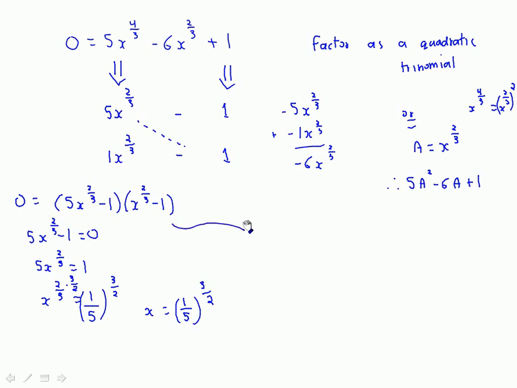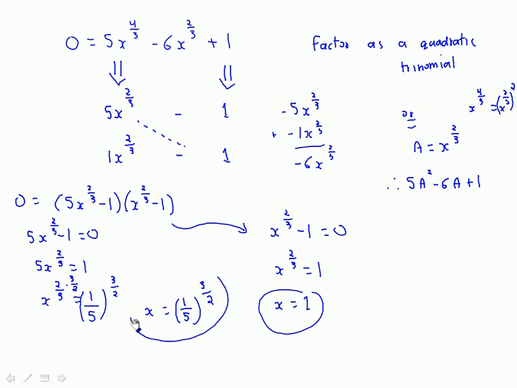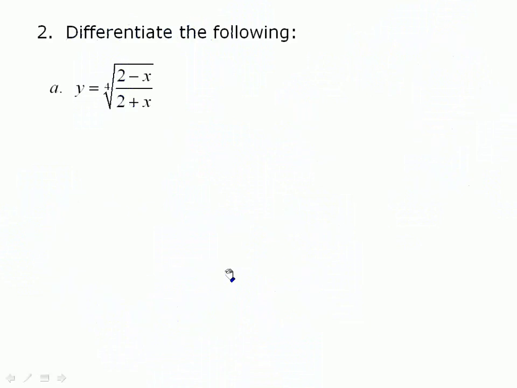And then the other one works out much cleaner. So x to the 2/3 minus 1 is equal to 0 means that x to the 2/3 is equal to 1. And then when you raise both sides to the 3/2, you just get x is equal to 1. So these are the two x coordinates as exact values that would give you that slope of 2 for the tangent line. Tricky question, a special case because of that quadratic form that we had. Let's take a look at the next one.